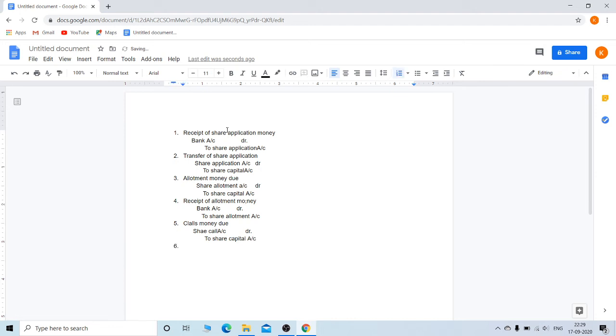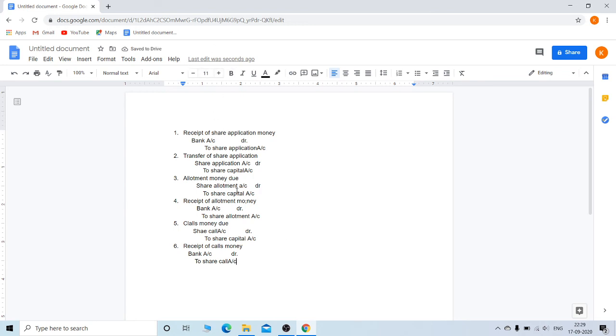After the due entry, we have to write the entry for receipt of calls money. As I told you, for every receipt we have to debit bank account, because the bank has taken the responsibility to collect the money on every installment. So we debit bank account and credit the corresponding installment account.